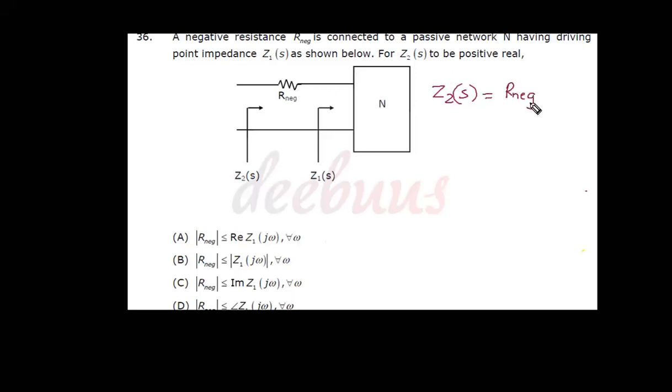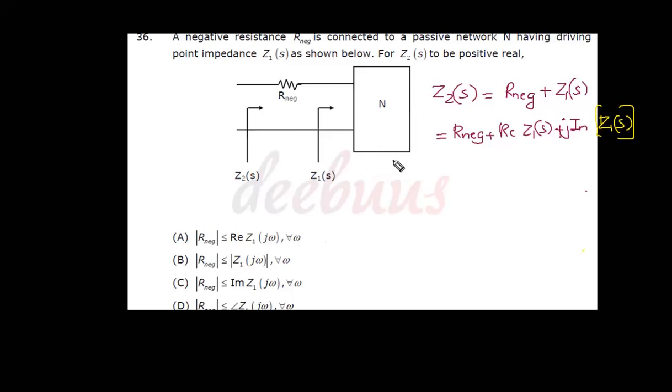RNEG plus Z1 of S, right? As it is serially connected to this driving point impedance, it turns out to be RNEG plus Z1 of S, right? So I can mark it as RNEG plus the real part of Z1 of S plus j into the imaginary part of Z1 of S, right?